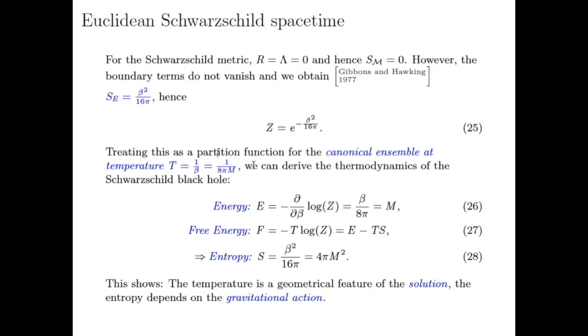And from that, by doing your standard manipulations of thermodynamics, you can derive the thermodynamic properties of the Schwarzschild black hole. The energy is defined like this and turns out to be m. The so-called free energy is defined like this. And from that, given that you know energy and temperature, you can read off the entropy, which again turns out to be precisely what it should be. So in a sense, this Euclidean procedure helps you also to derive or motivate these thermodynamic features of the Schwarzschild black hole.